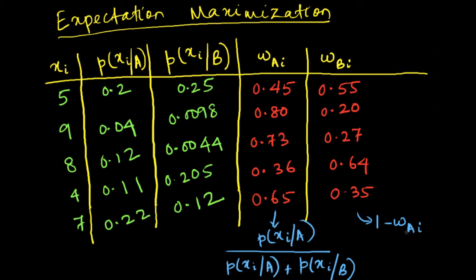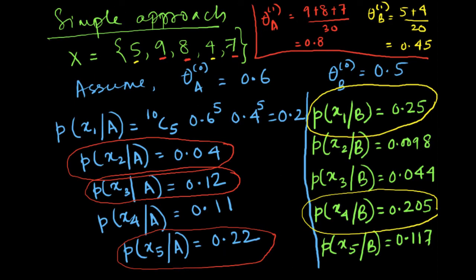So now what do we do with these weights? So what we do is that in the previous case, we computed the theta A for the first iteration using the values where the x given a was higher. So we took 9 plus 8 plus 7 and we divided that by 30.